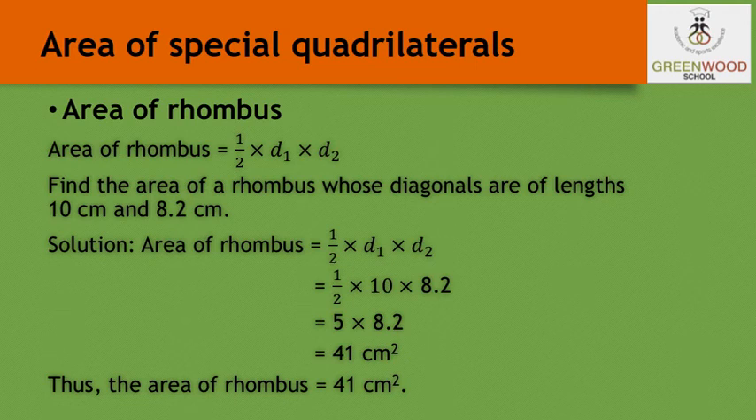Find the area of a rhombus whose diagonals are of lengths 10 centimeter and 8.2 centimeter. Here, the length of d1 is equal to 10 centimeter and length of d2 is equal to 8.2 centimeter. According to the formula, area of rhombus is equal to half into d1 into d2. Just substitute the values of d1 and d2 in the formula. We get the area of rhombus equals 41 centimeter square. Therefore, the required area of the rhombus would be equal to 41 centimeter square.